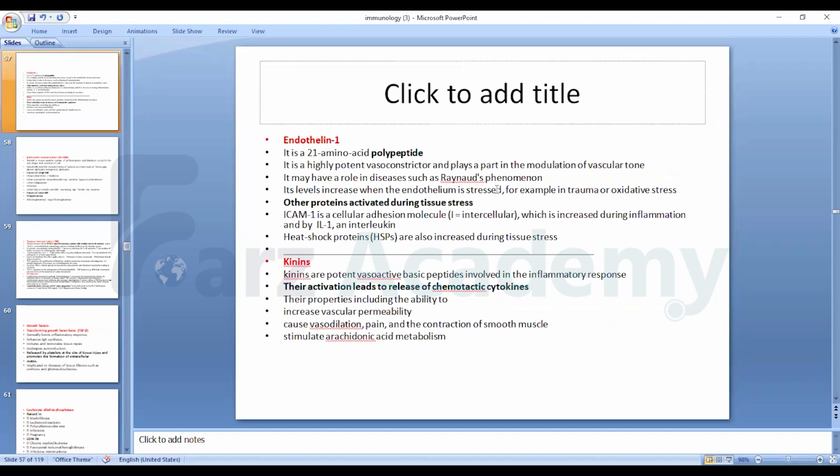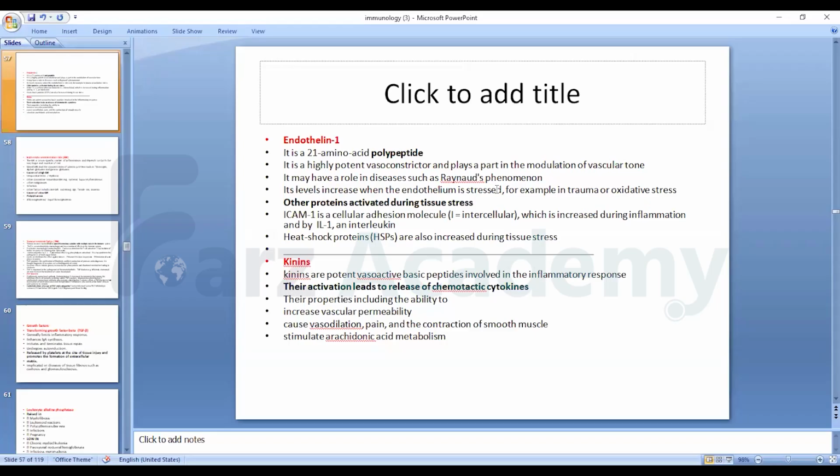Next, coming to endothelins and kinins. Endothelin 1 is a 21 amino acid polypeptide. It is a highly potent vasoconstrictor and plays a part in modulation of vascular tone. It may have a role in diseases such as Raynaud's phenomenon. Its level increases when the endothelium is stressed, for example by trauma or oxidative stress. Other proteins are activated during tissue stress, such as heat shock proteins, which are also increased during tissue stress.